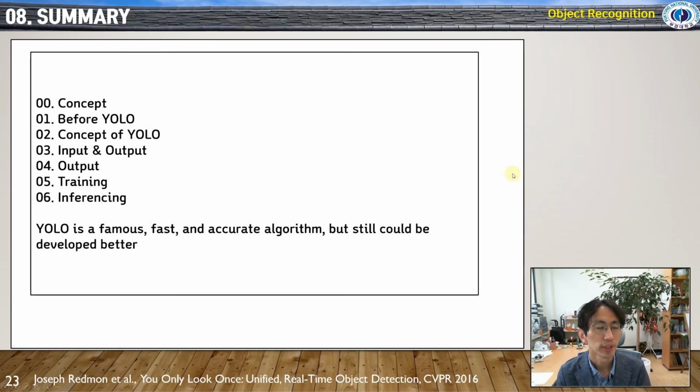Okay, today I explained the concept of object recognition and the contents of YOLO. YOLO is a famous, fast, and accurate algorithm, but it still could be developed further. There are chances for you to develop new algorithms, better and better. Okay, thank you for listening, and see you next class.